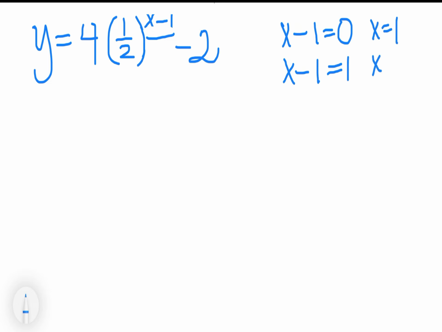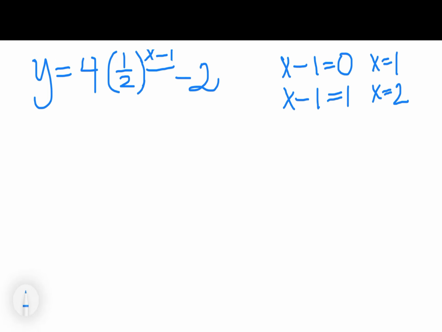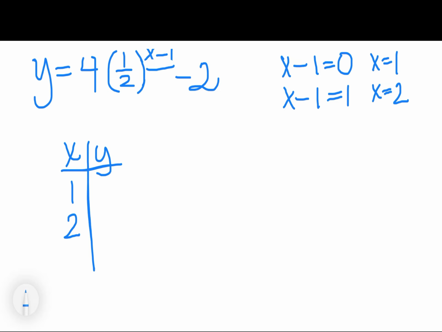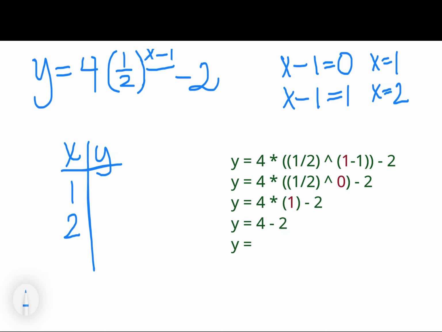We do this because we know anything to the 0 power will be 1, and anything to the 1 power will be the number itself. So now we have our x values that we can put in our x and y table. So when we plug in 1 for our x value, we get our exponent to equal 0, and anything to the 0 power equals 1. So we'll have 4 times 1 minus 2, which will be 4 minus 2, y equals 2.